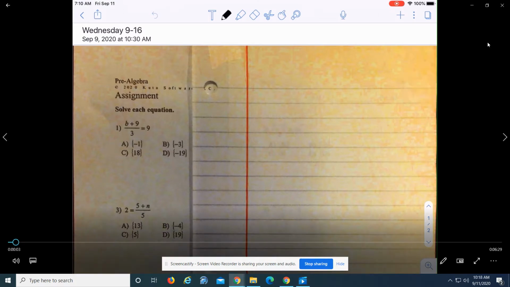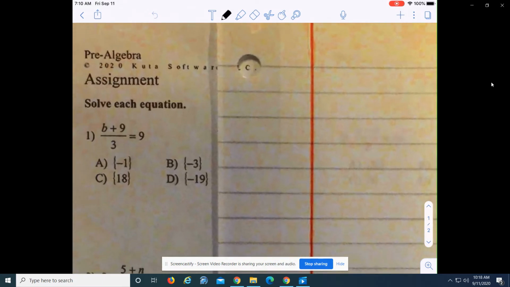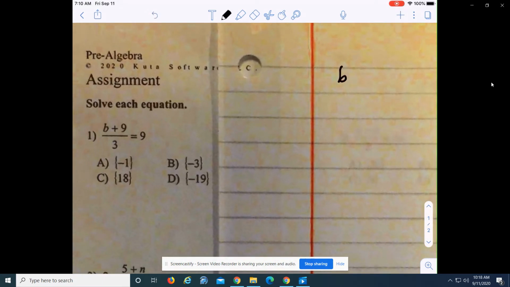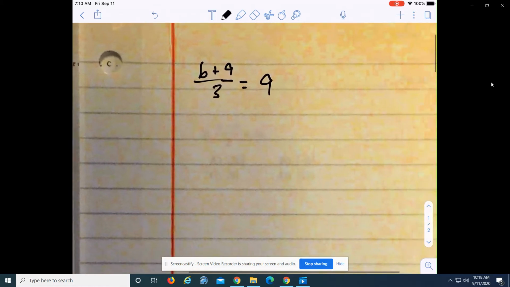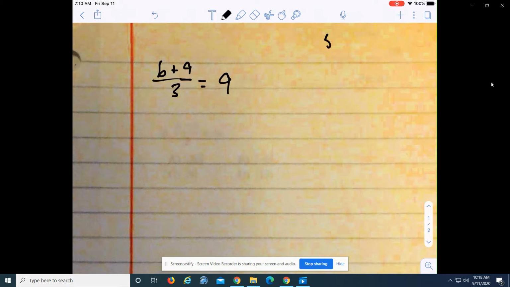Today we're going to be taking a look at another type of two-step problem. And so we're going to start the same way by rewriting the problem. So the first one says b plus 9 divided by 3 equals 9. Now previously on problems I taught you to look for subtraction, addition, and then multiplication and division. With this type of problem, that mindset is not going to work.